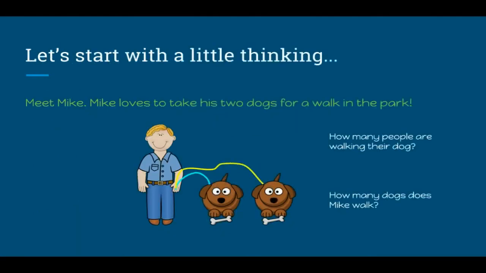Let's start with a little thinking. Meet Mike. Mike loves to take his two dogs for a walk in the park. How many people are walking their dogs in this picture? Just one, Mike. How many dogs does Mike walk? Two.